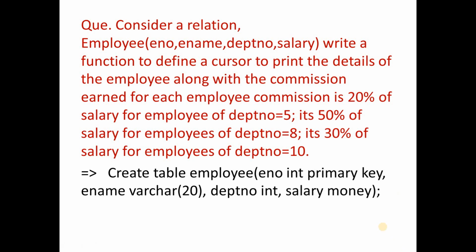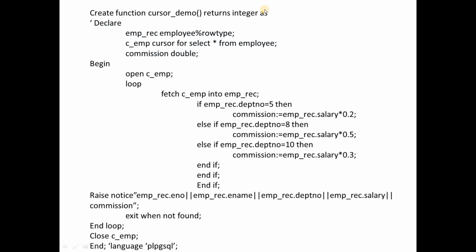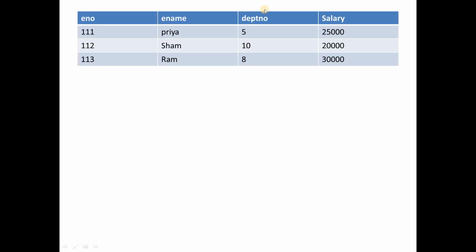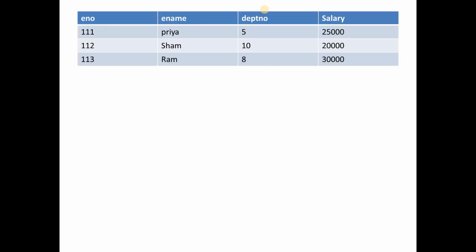So after applying this query, this type of table is created here, but we have to insert the values into that table. So how to insert a value into the table? I hope you know that. So I insert three values in this table.